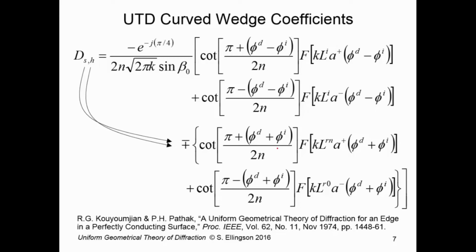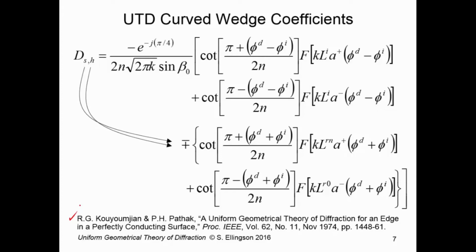Here are the UTD curved edge diffraction coefficients. These are the coefficients you can use to replace the GTD diffraction coefficients to get these benefits I've been talking about. By the way, these appear in this very famous paper by Kouyoumjian and Pathak, 1974, "A Uniform Geometrical Theory of Diffraction for an Edge in a Perfectly Conducting Surface." This paper talks about these diffraction coefficients, as well as a whole bunch of issues related to ray optics, including geometrical optics from curved surfaces and so on. So a very important seminal paper in this field.